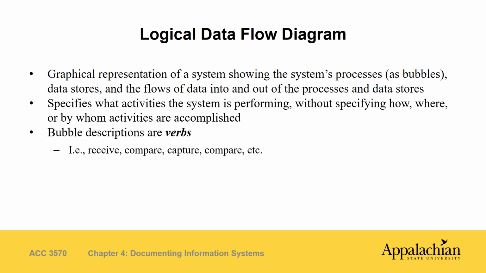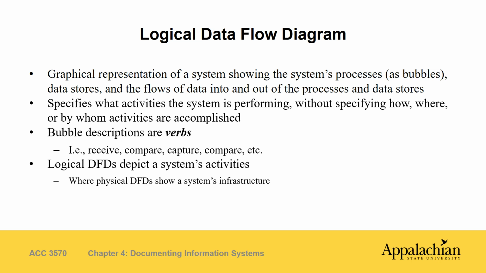As I mentioned earlier, bubble descriptions in a logical data flow diagram are verbs. For example, you're going to have receive, compare, capture, and compare appears on there twice. Logical data flow diagrams depict the system's activities, whereas a physical data flow diagram shows a system's infrastructure. So with a logical data flow diagram, you're looking at what the activities are. What are those things that, from a system standpoint, have to occur for some process to occur?